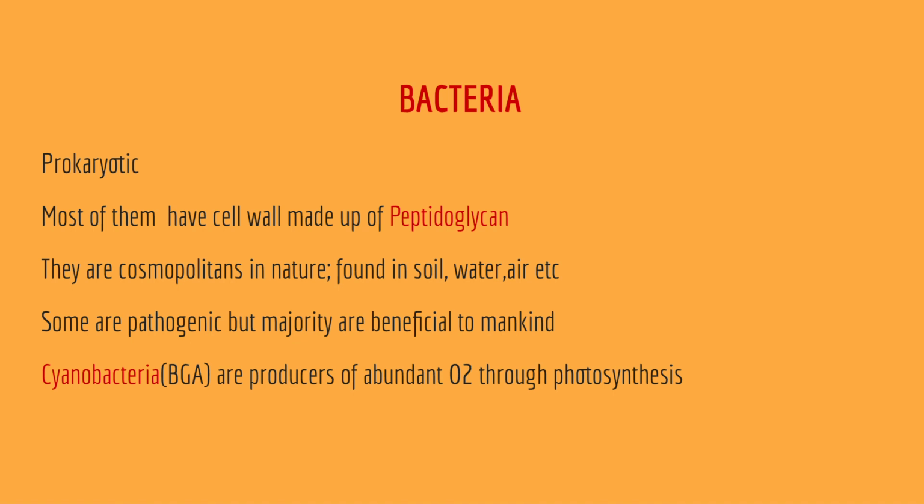Domain bacteria include prokaryotes. Most members have peptidoglycan in their cell wall. They inhabit most of the habitats like soil, water, air, etc., making them cosmopolitans in nature. Even though some of the bacteria are pathogenic, a vast majority of them are beneficial to mankind. One member that stands out the most is cyanobacteria, also called the blue-green algae, since they were classified under plantae before. They are the producers of abundant oxygen into our atmosphere by photosynthesis.